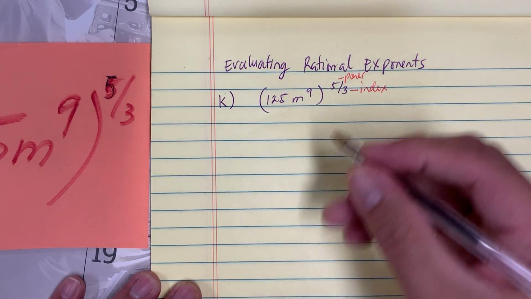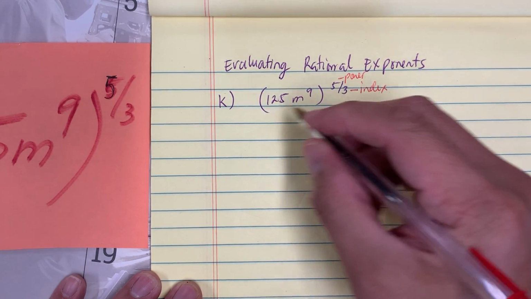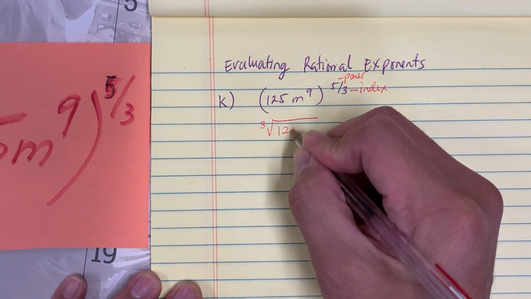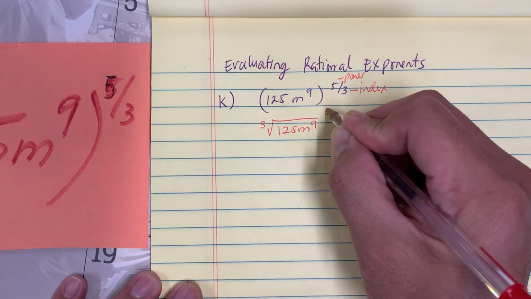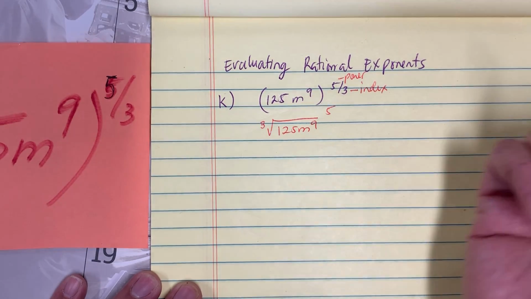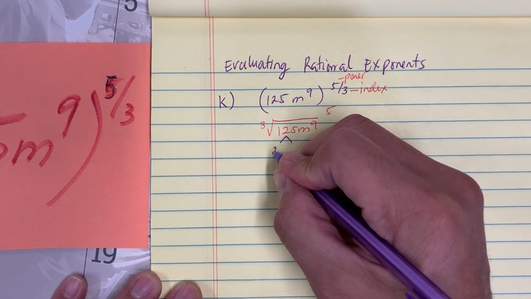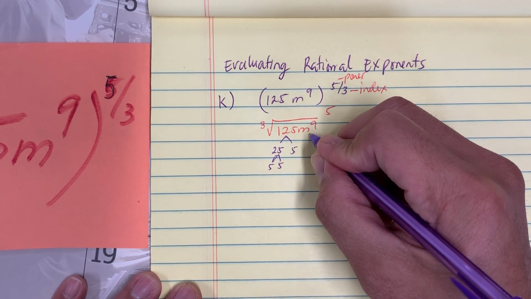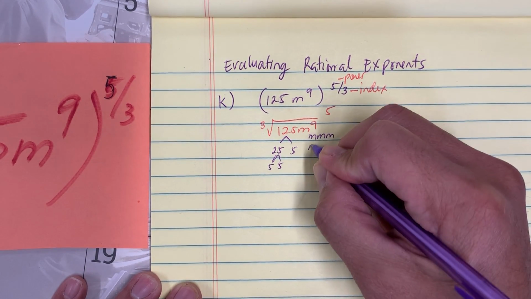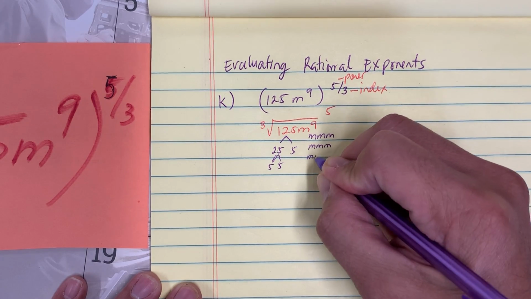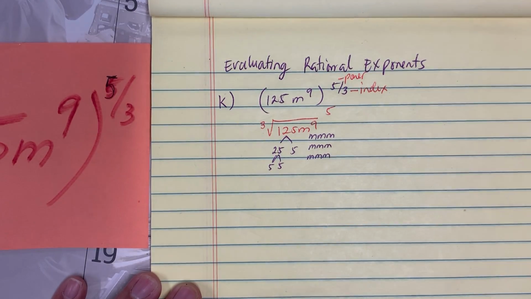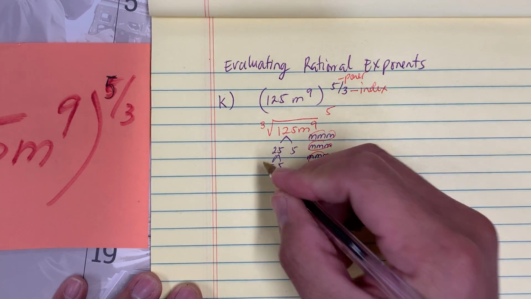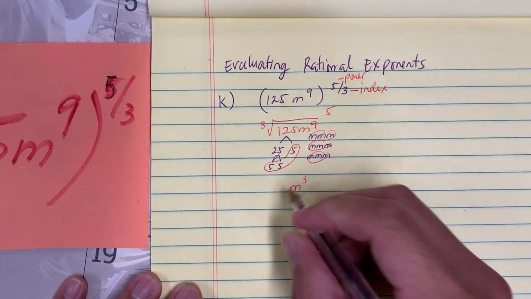So what I would do there is convert this to radical form, cube root of 125 m to the ninth, with the fifth power there. Break it down the way we know it. 125 is 25 and 5, 5 and 5. The 9 m's: there are three sets of 3 m's. Let's make it m to the third.